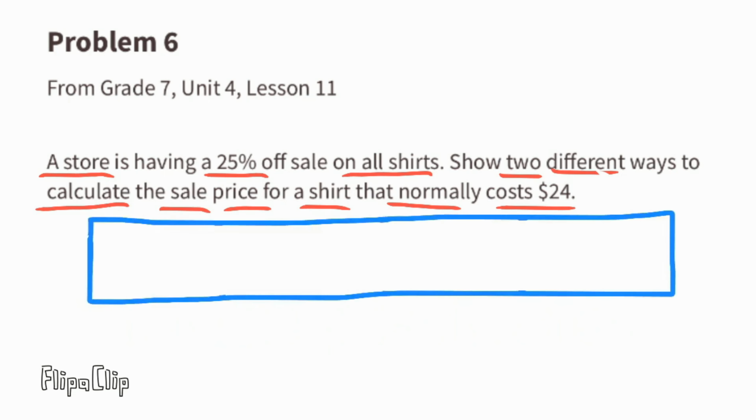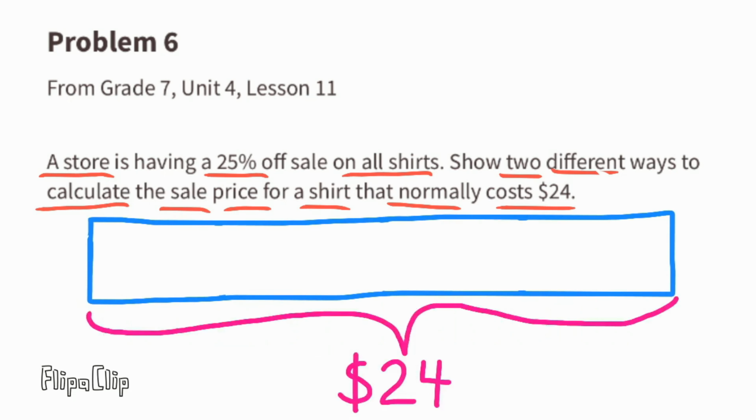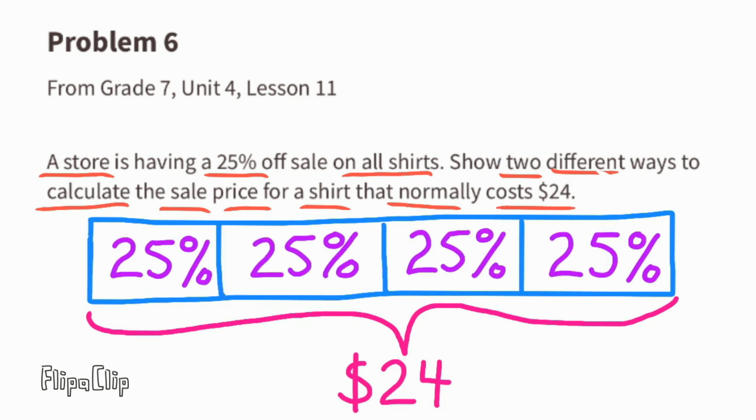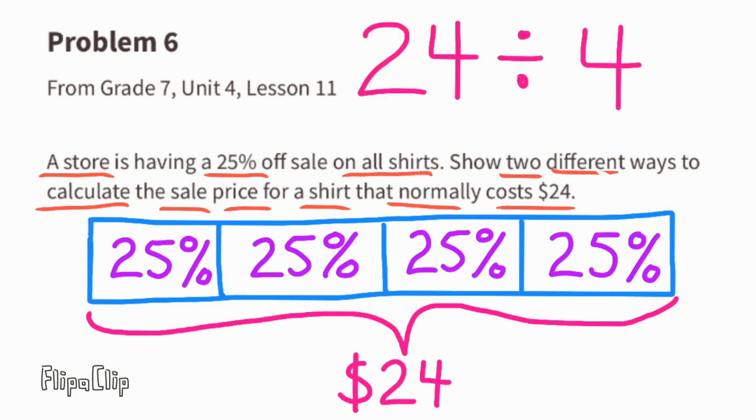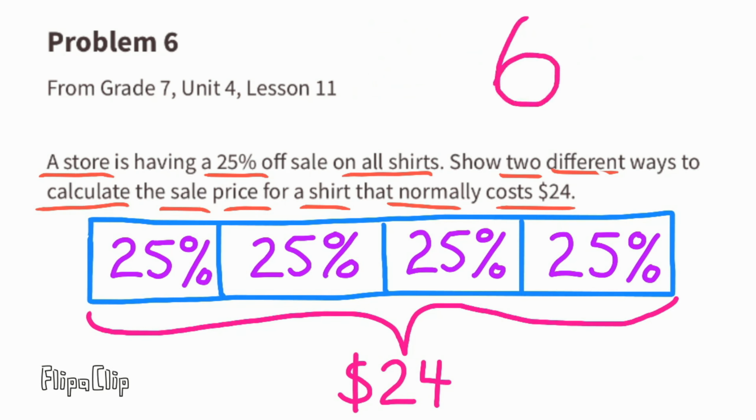This rectangle represents the price of the shirt, $24. Since the store is having a 25% off sale, we can divide this up into 4 groups of 25%, because that totals 100% of the price of the shirt. Since there's 4 groups, we can divide 24 by 4. And 24 divided by 4 equals 6.